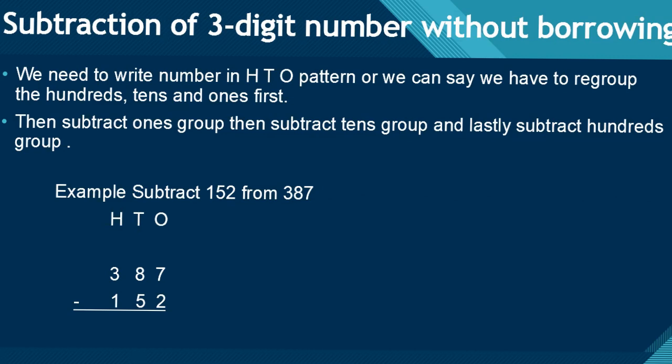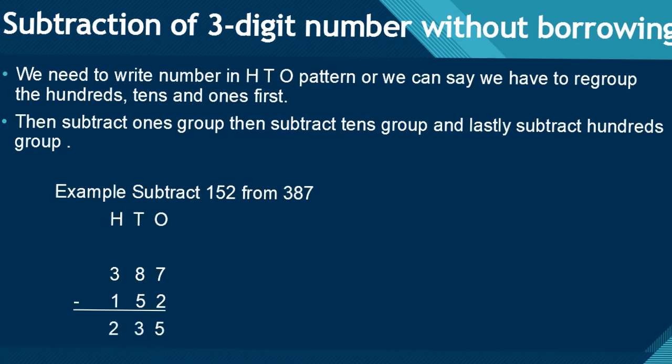Then we need to subtract the tens group. 8 minus 5. Then how much will you get? 8 lines, cut the 5 lines. You will get the 3 lines. And 3 minus 1 is the subtraction rule: if you minus one from any number, then you get the number just before the number. Then 3 minus 1 is 2. So the answer will be 235.